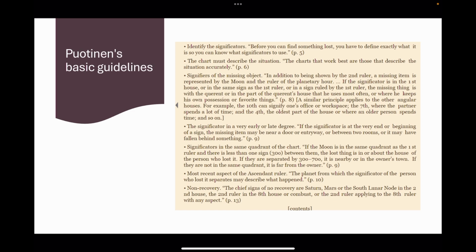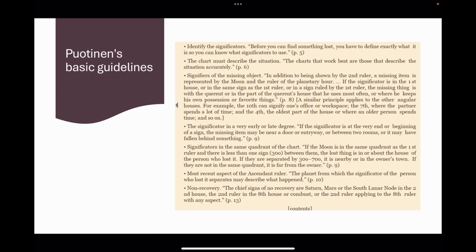If the significator is in the first house, so meaning if the ruler of the second, or the planetary hour, or the ruler of the part of fortune, which also represents mislaid objects, is in the first house, or in the same sign as the first ruler, or in a sign ruled by the first ruler, the missing thing is with the querent or in the part of the querent's house that he or she spends most of their time. A similar principle applies to the other angular houses.